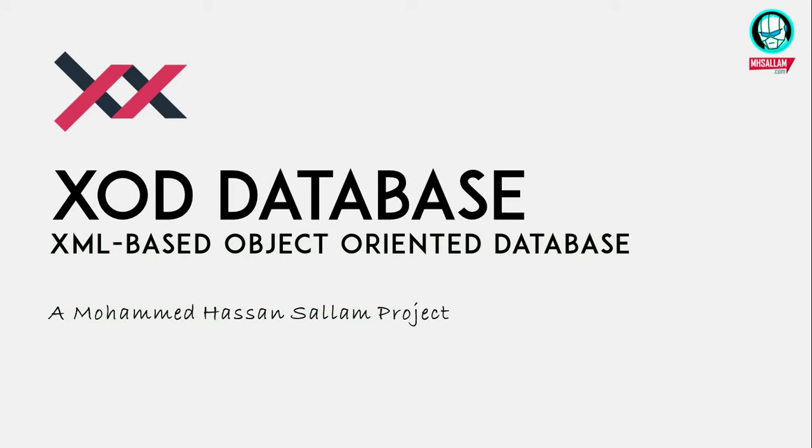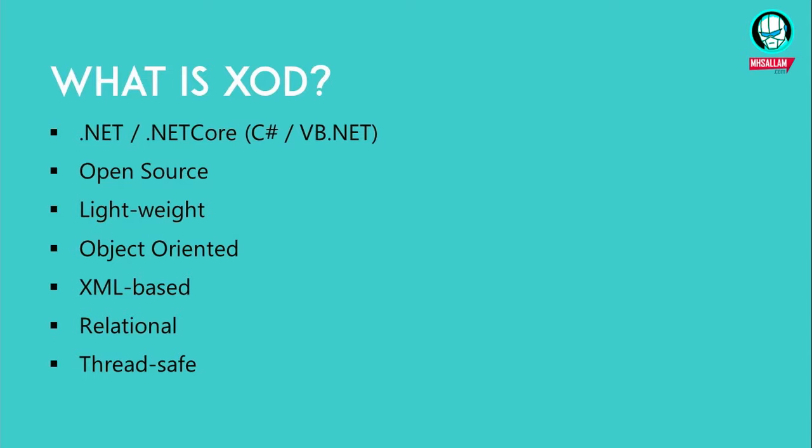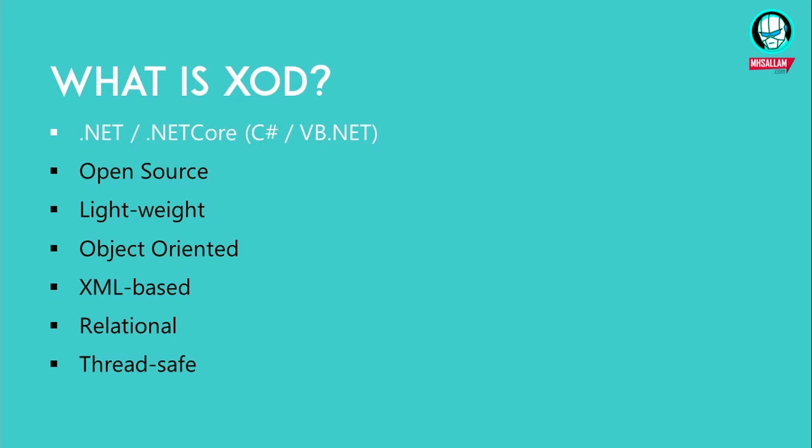Today's tutorial is about one of my projects that I have accomplished, which is an awesome database engine. I named it XOD, short for XML-based Object-Oriented Database. XOD is a native .NET database. You can use it with C# or VB.NET to build small to mid-size applications. XOD works great with ASP.NET too.